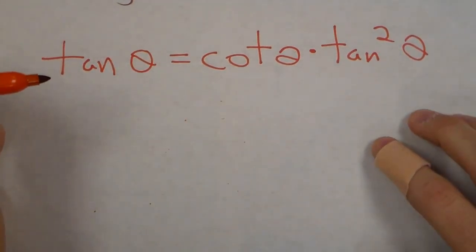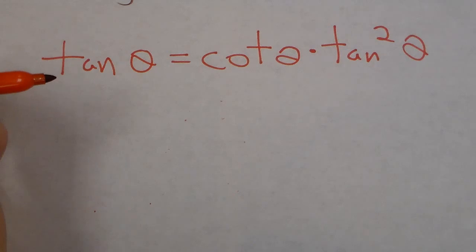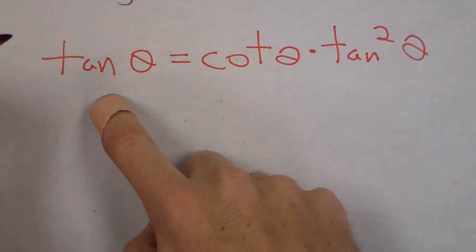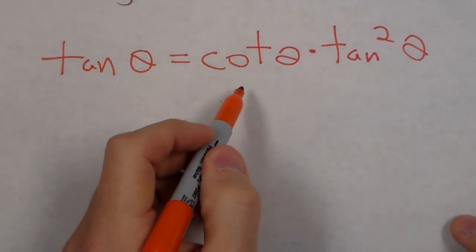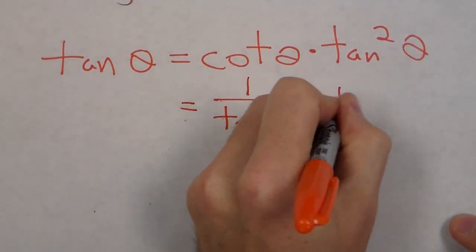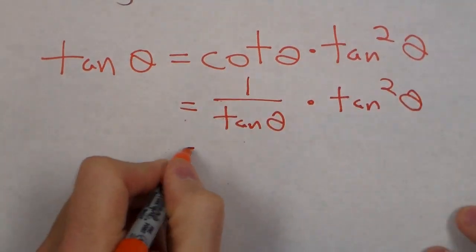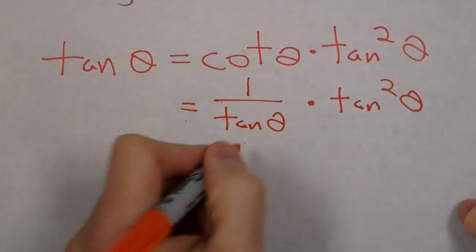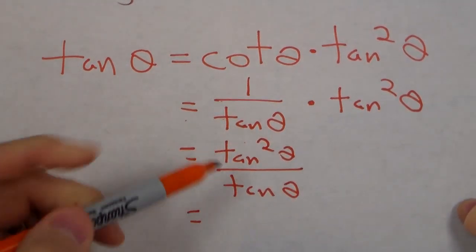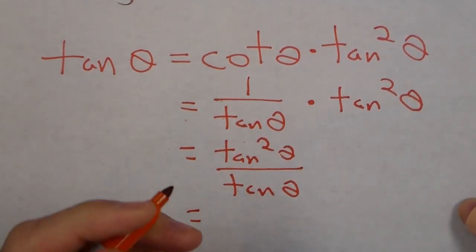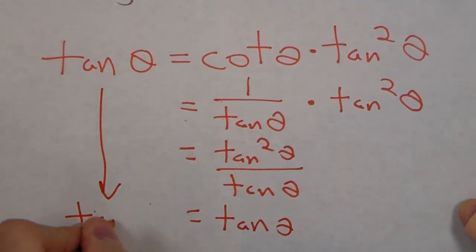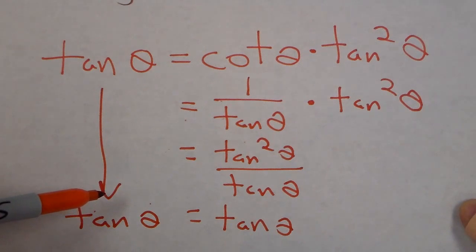So first one, I have tangent theta equals cotangent times tangent squared theta. The more complicated side is going to be the right-hand side, so our goal is to simplify it down so it matches tangent theta. So if I first look, I see that cotangent theta is 1 over tangent theta times tangent squared theta. So I've done that step. Now, since this is multiplying and I have a fraction, I can make this tangent squared theta over tangent theta. Since I have two tangents on the top and one on the bottom, I can reduce it down, and it's going to be tangent theta. To bring that down, we can now say that tangent theta is equal to tangent theta.